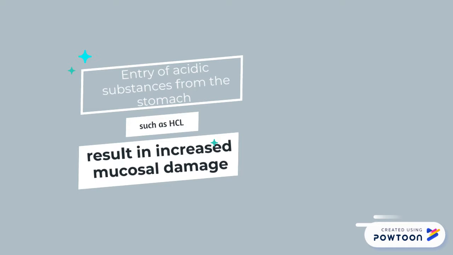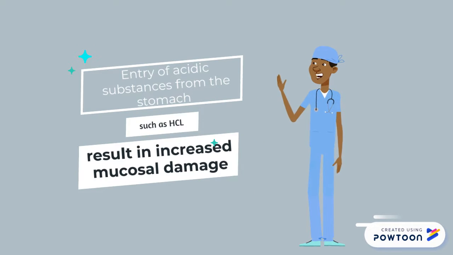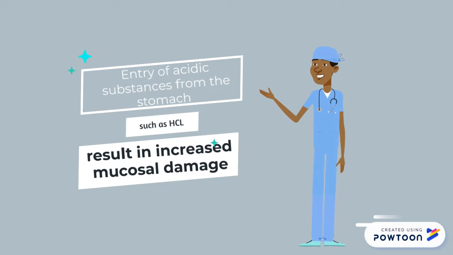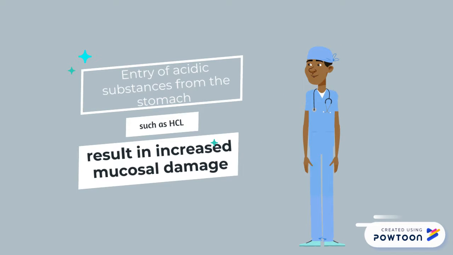Therefore, the LES is unable to prevent the gastroduodenal contents from entering the esophagus and thus leads to the entry of acidic substances from the stomach, such as hydrochloric acid, resulting in increased mucosal damage, thus resulting in signs such as esophagitis and Barrett's esophagus.